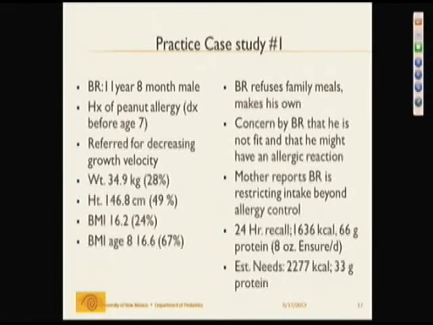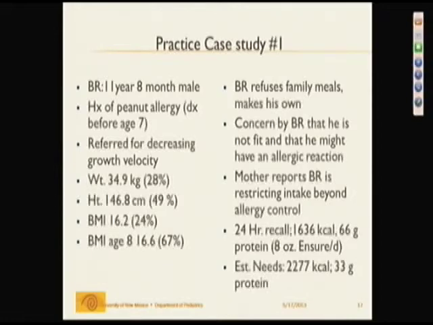Okay, so if we go through this case, this child is an 11-year-old, 8-month male. He has a history of peanut allergy, diagnosed before the age of 7. This child was referred to us, the nutrition providers, for decreasing growth velocity. His weight is 34.9 kilograms, which puts him at the 28th percentile for his age. His height is 146.8 centimeters at the 49th percentile. BMI is 16.2, which puts him at the 24th percentile.